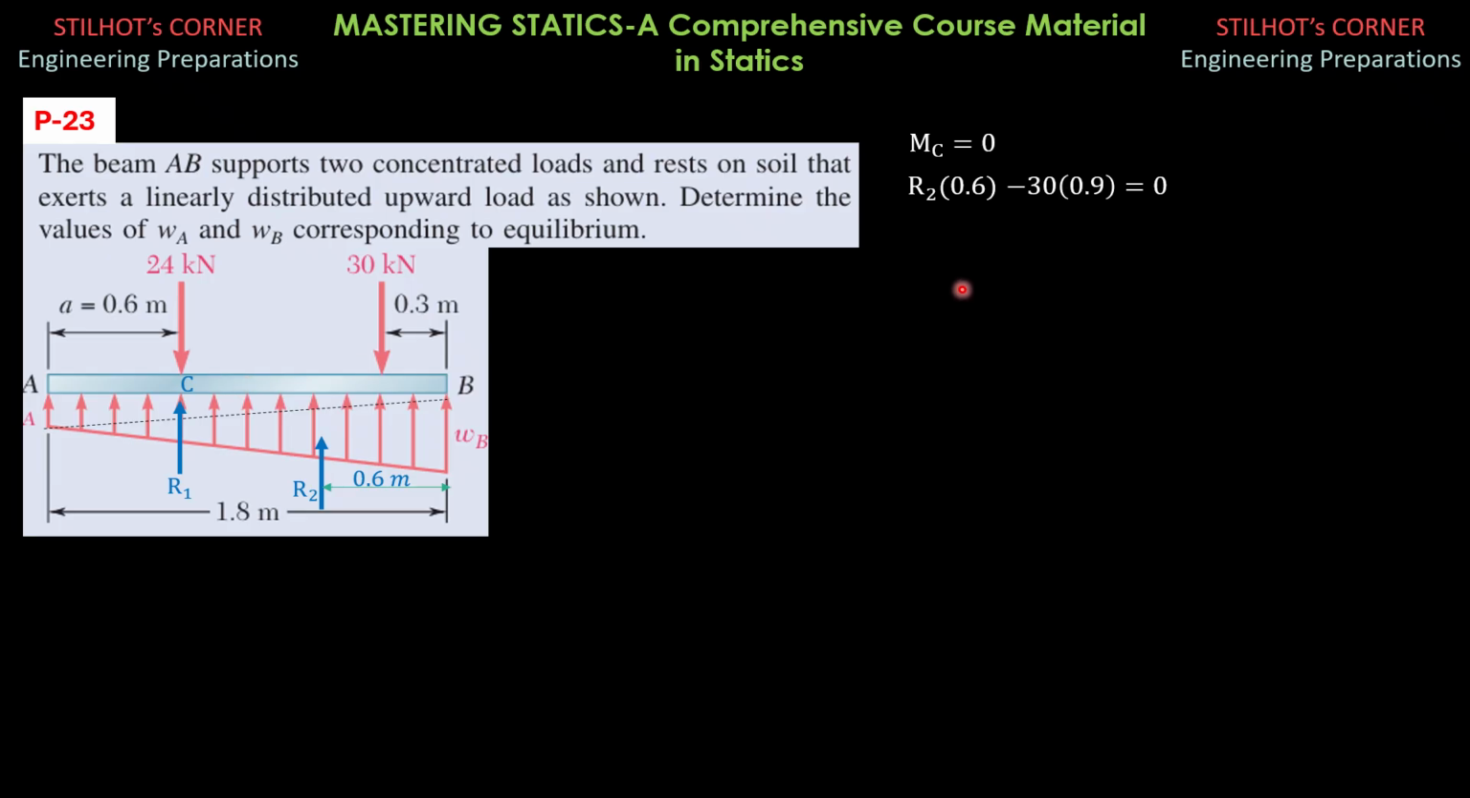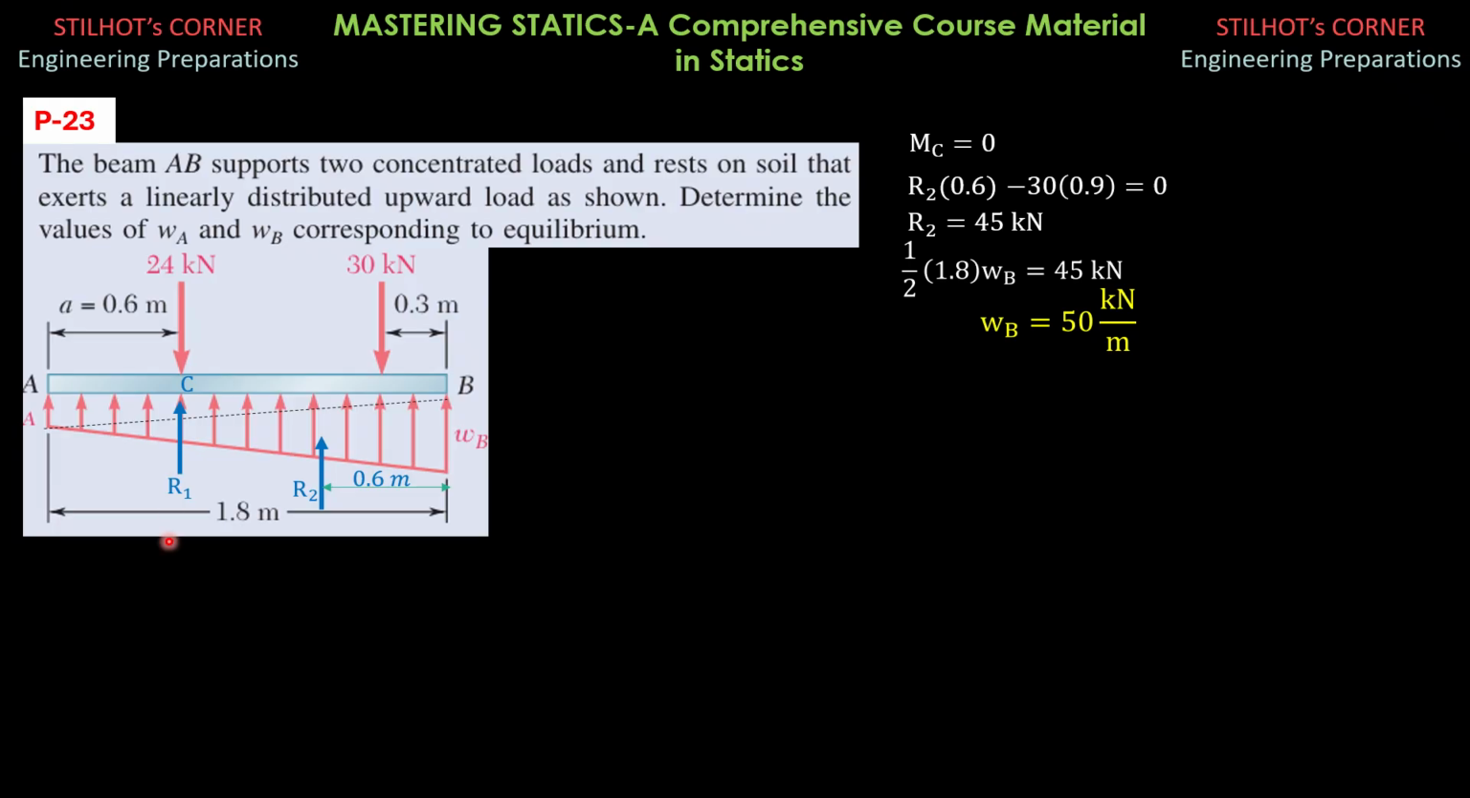So from there, we can solve for R sub 2, and R sub 2 equals 45 kilonewtons. R sub 2, on the other hand, is the area of this triangle, which is 1/2 of 1.8 times WB. So 1/2 of 1.8 times WB equals R2, 45. So WB can now be computed. It is equal to 50 kilonewtons per meter.